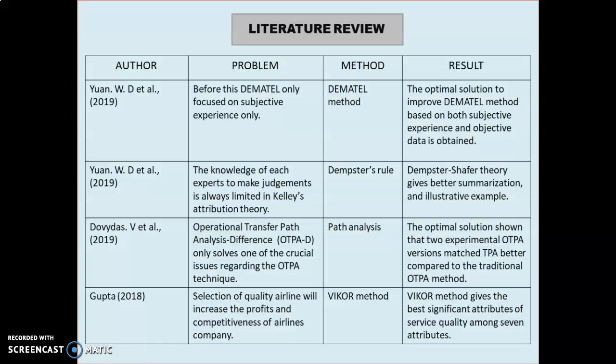Yuan et al. 2019 used the DEMATEL method, improved DEMATEL based on both subjective and objective data. The same author, Yuan 2019, in another journal used the Dempster rule to give better summarization and judgment, because the problem before was that, using Kelly attribution theory, the knowledge of each expert is always limited to judge. Witherspoon et al. 2019 showed two experimental operational transfer path analysis versions, matching transfer path analysis method compared to the traditional operational transfer path analysis method. Gupta 2018 used the VIKOR method to give the most significant attribute of service quality among 7 attributes.